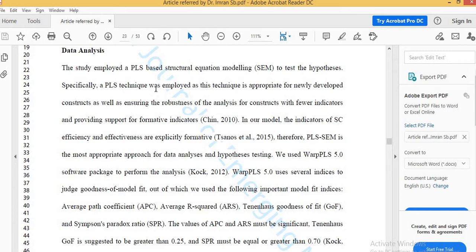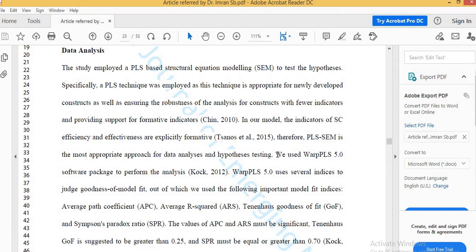Specifically, the PLS technique was employed as it is appropriate for newly developed constructs, as well as ensuring the robustness of the analysis for constructs with reflective indices and providing support for formative indices. In our model, the indicators of SE, this is the name of the variable, efficiency and effectiveness are explicitly formative. Therefore, PLS-SEM is the most appropriate approach for data analysis and hypothesis testing. We use the WarpPLS 5.0 software package to perform the analysis.